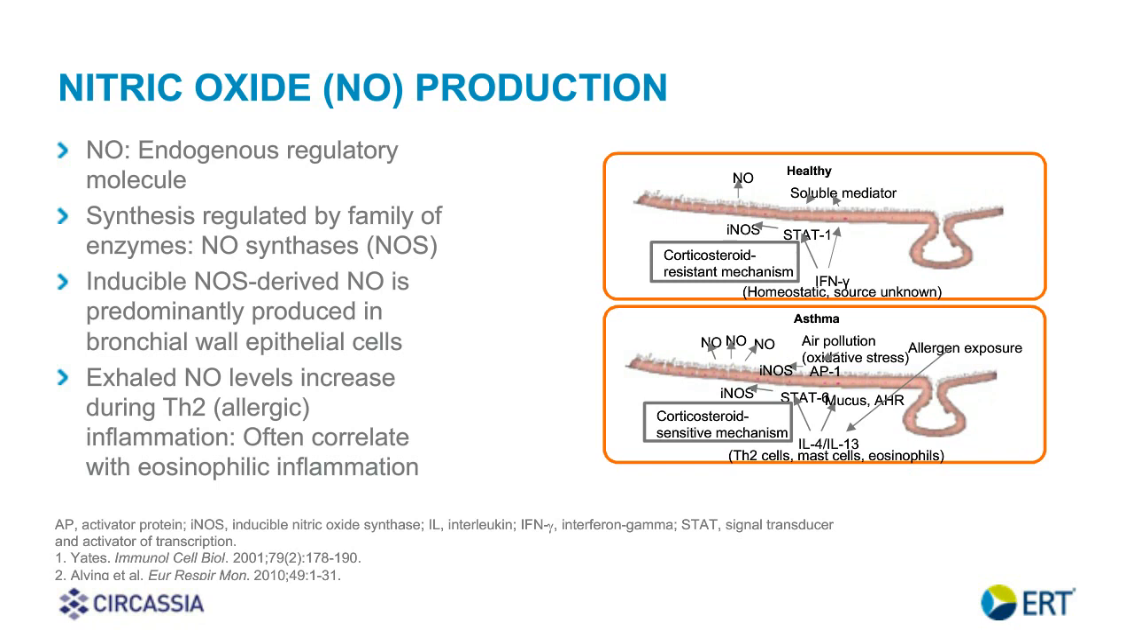If you look on the cartoon on the right-hand side, you can see in the general normal healthy population, it is generally regulated by IFN, interferon, which is a corticosteroid-resistant mechanism. However, on the bottom, you see in asthma, it's regulated by the Th2 system, the IL-4s, IL-13s, mast cells, eosinophils. And that's a very corticosteroid-sensitive mechanism.